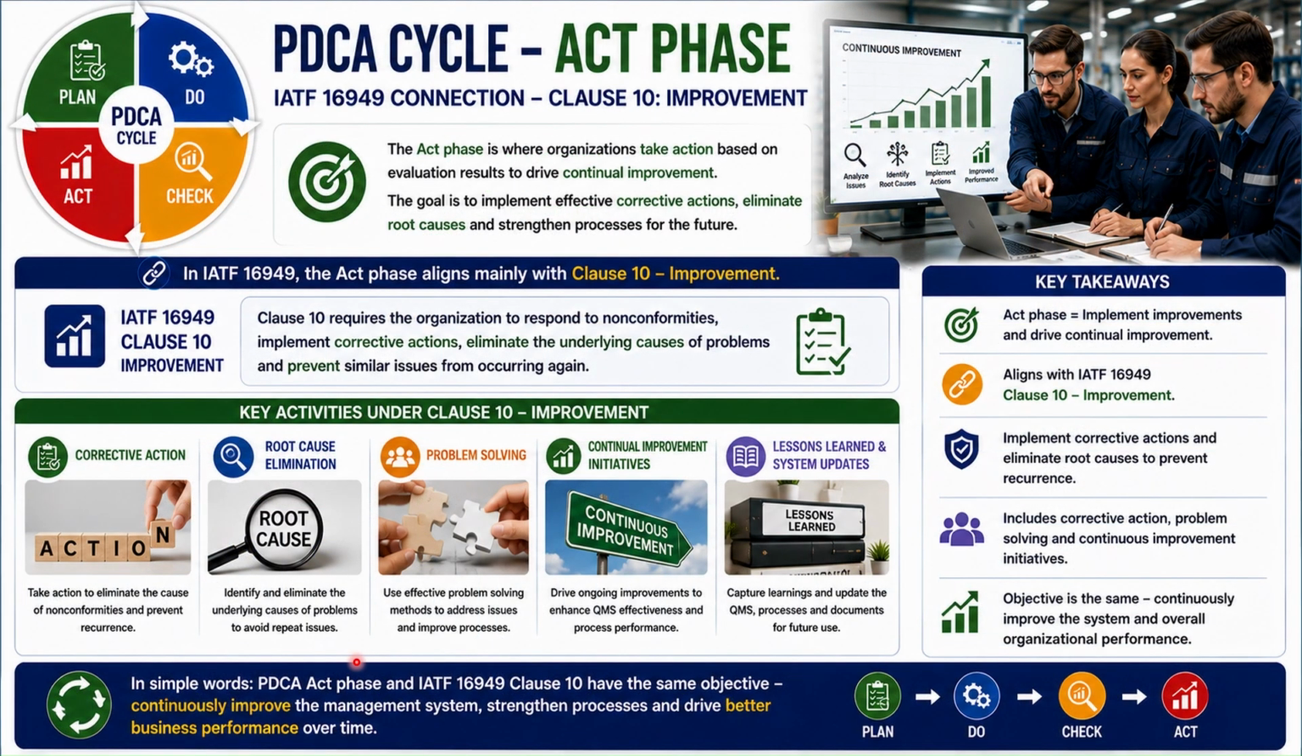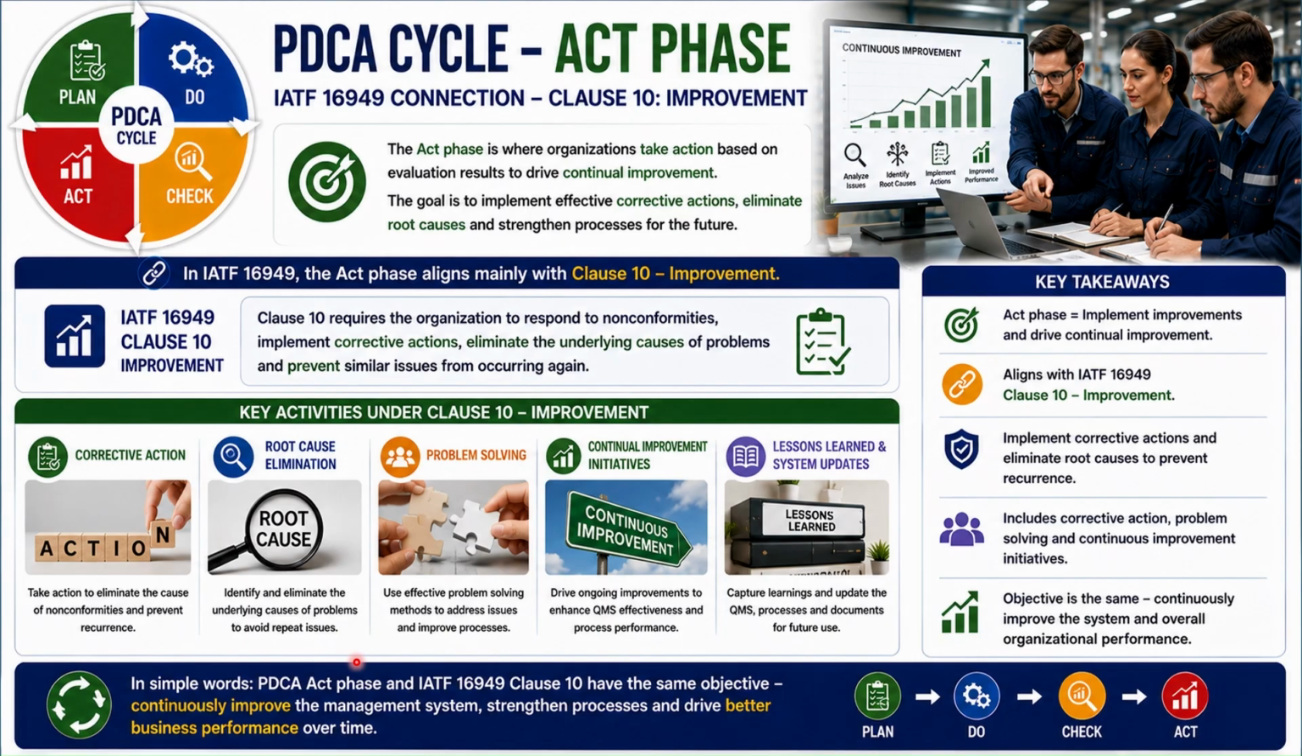The principles of the ACT phase extend beyond 8D problem solving. Let's now explore how this final stage of the PDCA cycle is reflected in the IATF 16949 quality management system and how it supports continual improvement across the entire organization. The ACT phase is where organizations take action based on the results of performance evaluation and use those findings to drive continual improvement. The primary objective of this stage is to implement effective corrective actions, eliminate the root causes of problems, and strengthen processes to achieve better performance in the future.